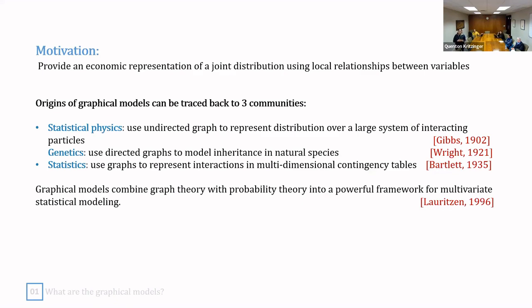As for motivation, these tools give us a representation of the joint distribution with respect to some local relations between random variables. The starting point for using graphs to represent interaction between random variables came from three different communities: statistical physics, genetics, and statistics. These days the graphical model is a combination of graph theory and probability theory, and it is a powerful tool that gives us the opportunity to model multivariate data.